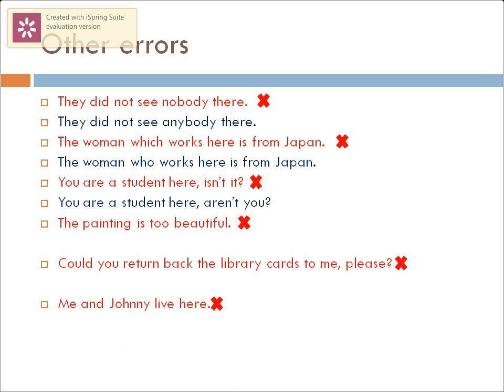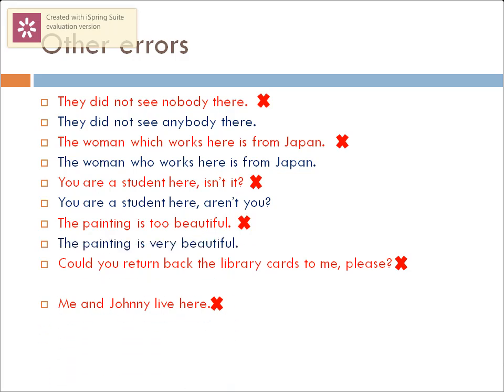You are a student here, aren't you? Now, it's a question tag. Every question tag consists of 2 parts. One is the pronoun and the other is the helping verb. The pronoun should always be the pronoun that is used in the sentence before it, and the helping verb should always be the helping verb from the sentence used. So isn't it is a wrong usage, and it has to be, you're a student here, aren't you?